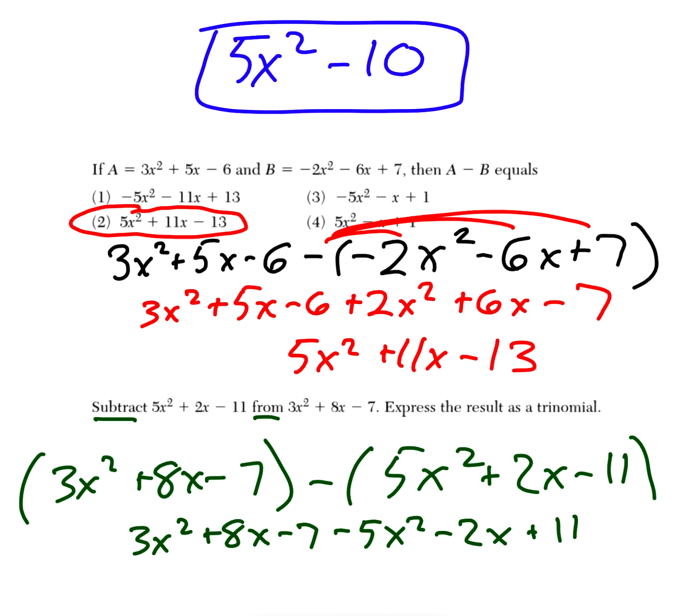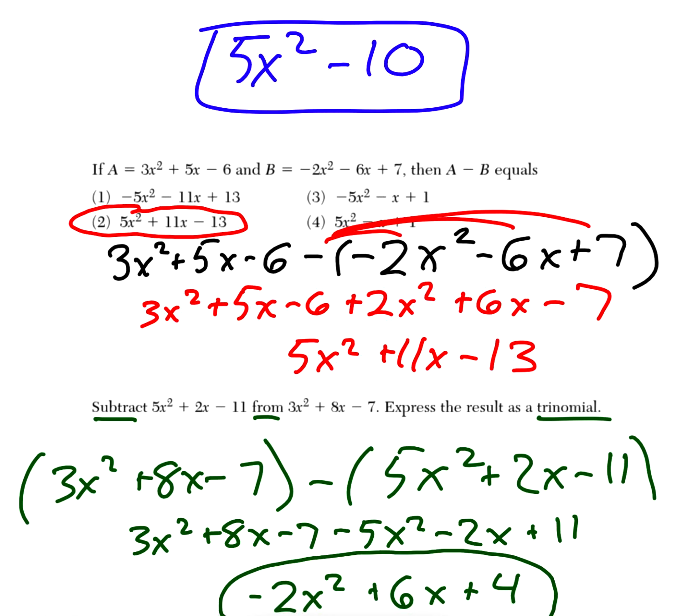Combine like terms, you get negative 2x squared plus 6x plus 4. And that would result in a trinomial. That is 3 terms. 1, 2, 3. Good. We express as a trinomial. And that is our answer. Let's go to the next page.